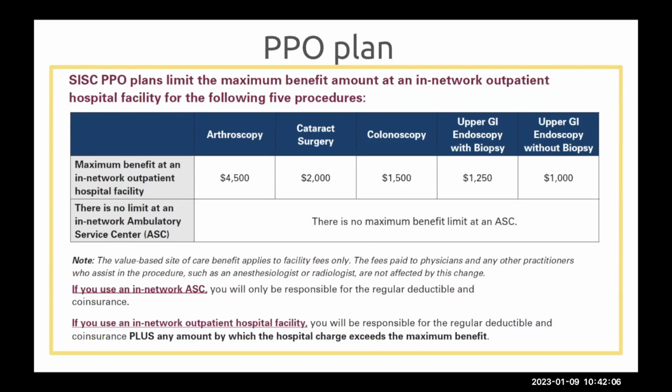We have heard of people contacting us and telling us that they've had to pay $3,000 in addition to what their normal deductions are because they went to a hospital facility. If you go to the ambulatory center, you will only be responsible for your regular deductible and coinsurance amounts on your plan.